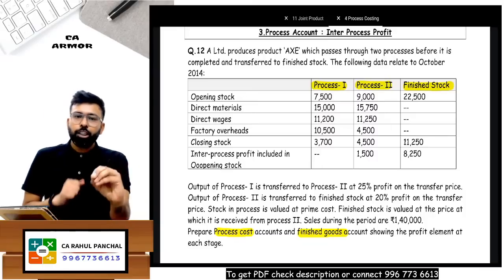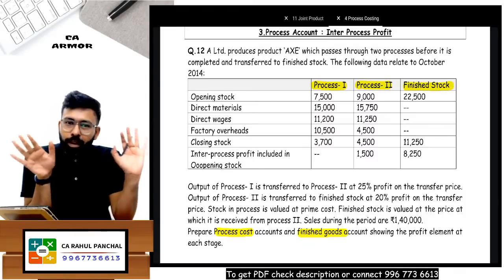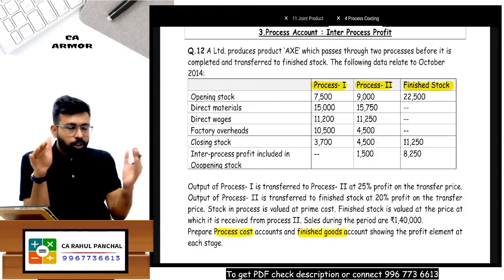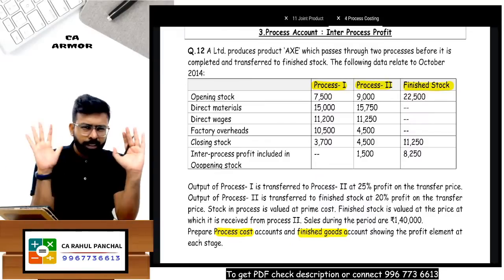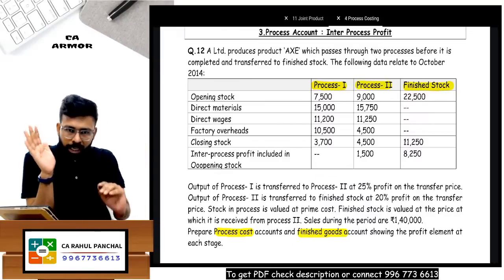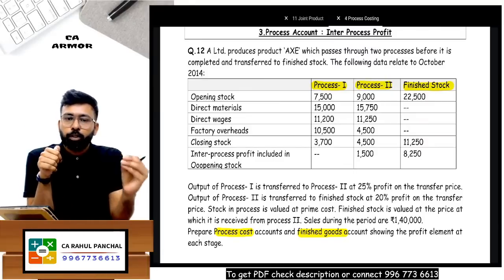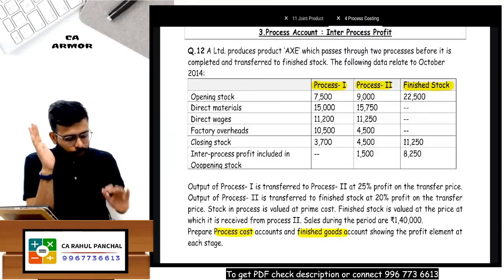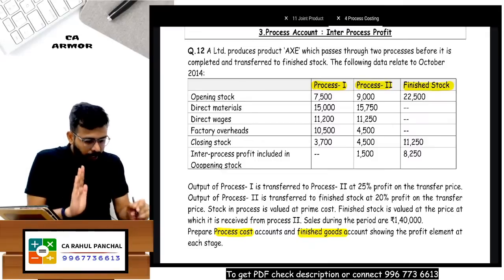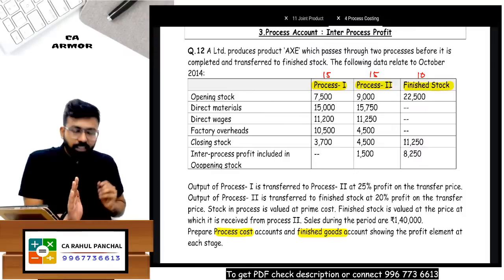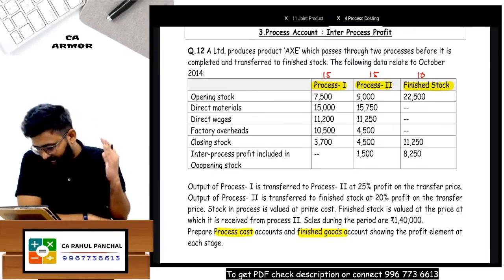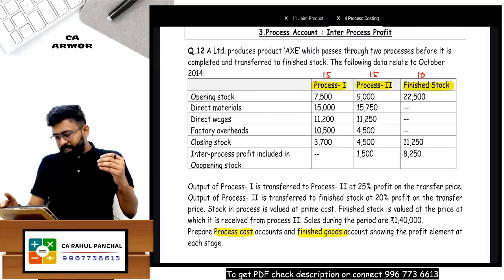Generally, a process account is prepared for 10 lines if it is a normal question. But process costing has 3 parts. If you refer to my summary notes, the drive link is there in the description. The third part is inter-process profit. There is only one question, and it can come for 10 marks. Let us revise this. Now you will make each process account for 15 lines, and you will make the finished goods account for 10 lines. It is highly recommended.